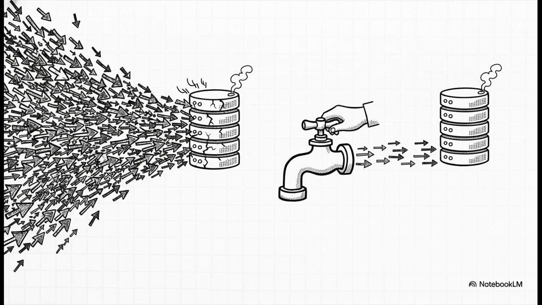You've got way too many requests hitting you all at once. It doesn't matter if they're from real fans or some bad actor trying to cause trouble. The result is the same. Your whole system can go down. So what do we do? We've got to control the flow.